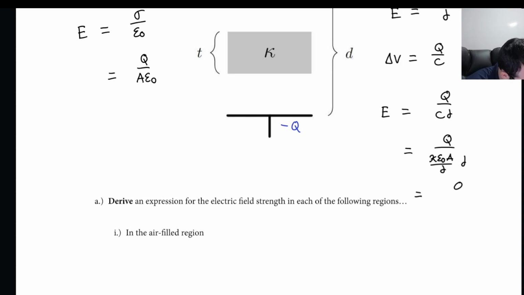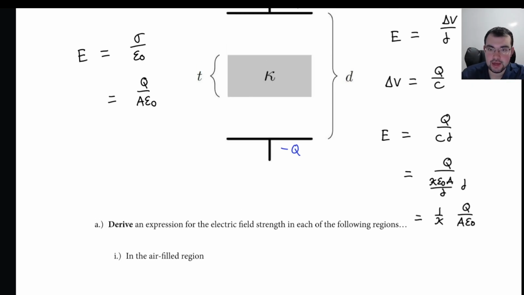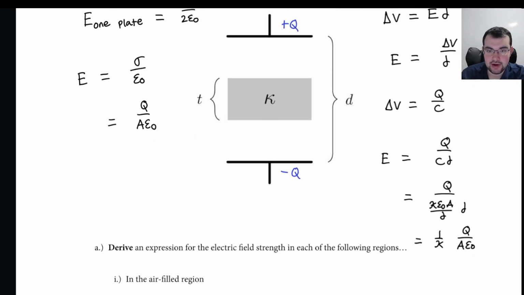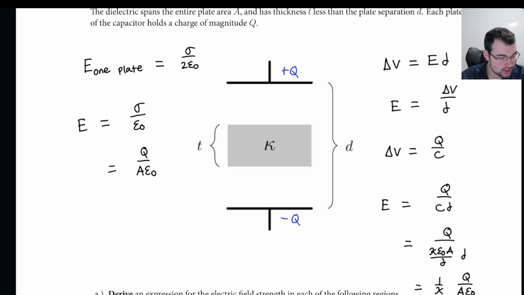So you get Q over A times epsilon naught, and then we actually get a 1 over kappa to show that it would get weaker in a field, in an area with a dielectric that's not 1. So this is actually true in a vacuum, which we should note, that this is like the air part.